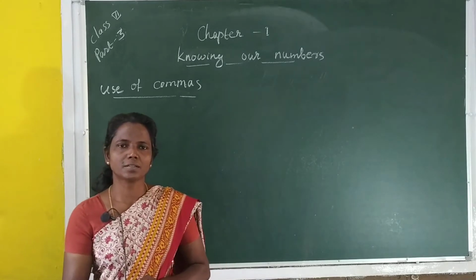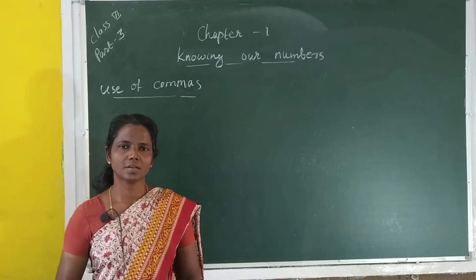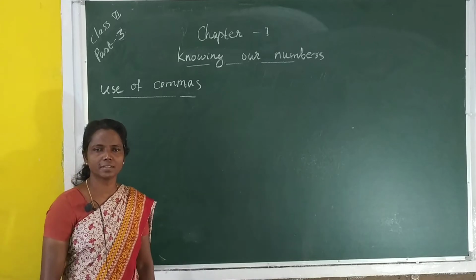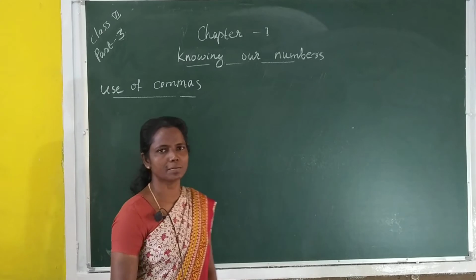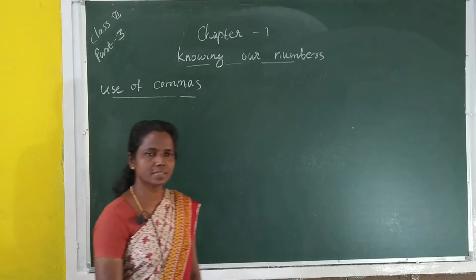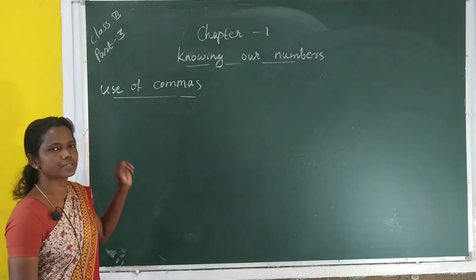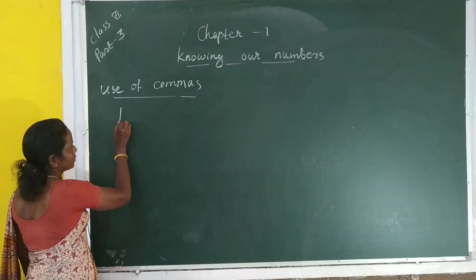Then there are two types of reading and writing. One is the Indian system of numeration and the other is the international system of numeration. First, we can take the Indian system of numeration.